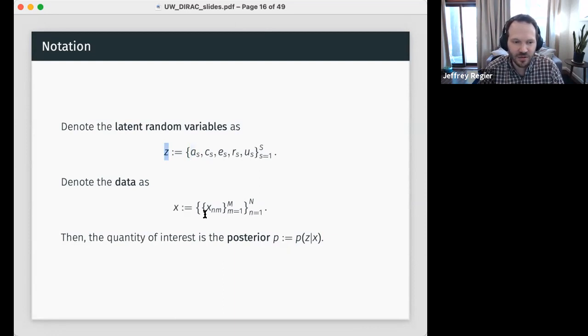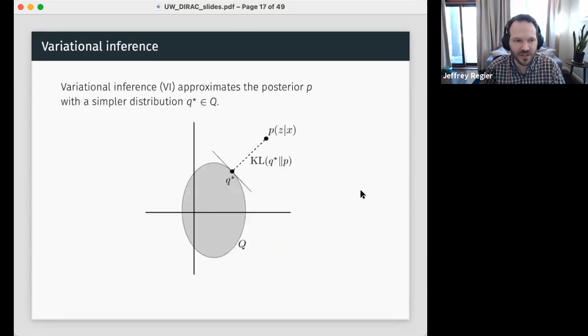And then the data, well, there were M pixels per image, and we had capital N images. Let's bundle them all together and call all the data X. Okay, then with this new notation, the quantity of interest, the posterior, is the probability of Z given X. So easy to describe, but it can be tricky to reason about the posterior, even though it's defined mathematically now. It takes a little bit of work to get at the posterior, given the data.